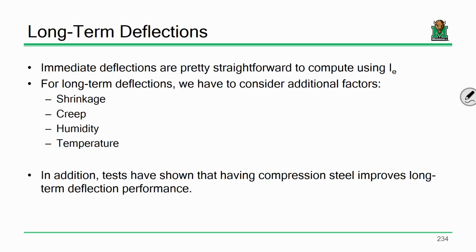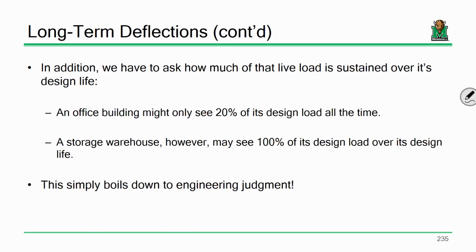One of the things you'll find if you look at test data and research on this is, do you remember when we did doubly reinforced beams and we had steel on the bottom and steel up top? Remember I said there are a few benefits to having compression steel up top. One of those benefits is that it improves long-term deflection performance. Over time, deflections will increase in a concrete beam. Having compression steel helps.